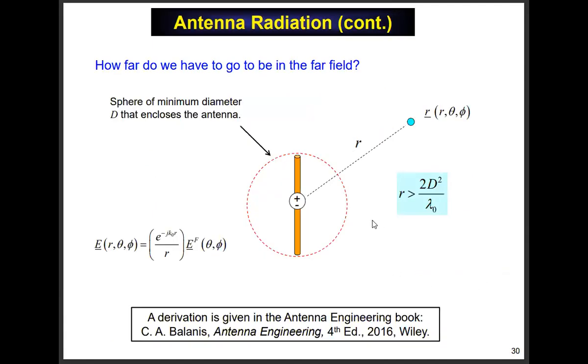Now, how far do we have to go away from an antenna before the shape of the pattern has stabilized out and we can say the E field looks like this? Again, this is what we mean by being in the far field. The E field looks like this.